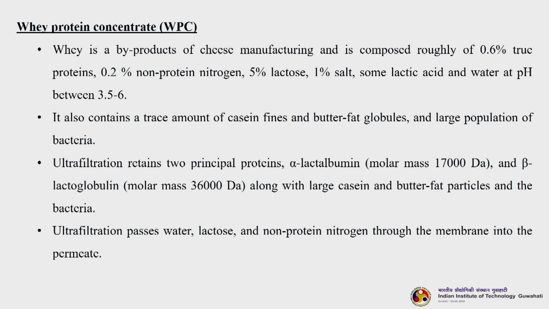of bacteria. Now, ultrafiltration retains two principal proteins. One is alpha lactalbumin, whose molecular weight is 17,000 Dalton, and another is beta lactoglobulin, its molar mass is 36,000 Dalton. So, these are the two most important or principal proteins along with large casein and butterfat particles as well and the bacteria. Now, ultrafiltration passes water, lactose and non-protein nitrogen through the membrane into the permeate side.